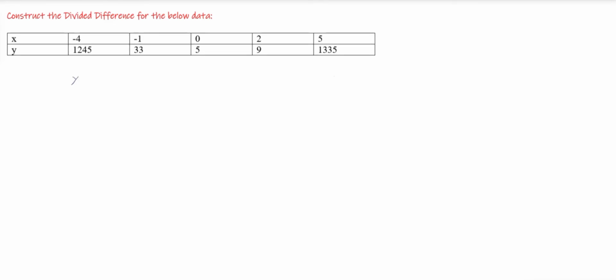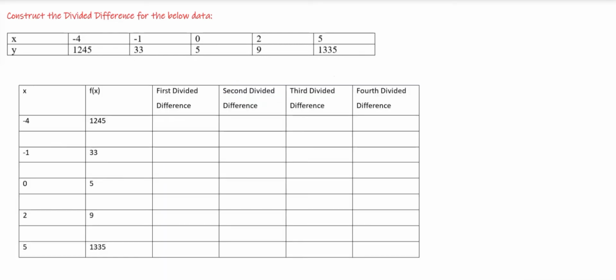Construct the divided difference table for the below data. Now one thing you need to remember, that we use Newton's divided difference formula when x is unequally spaced. So here our x values are unequally spaced. And here in the question, it is just asked to create a divided difference table. So this is how we create the divided difference table.